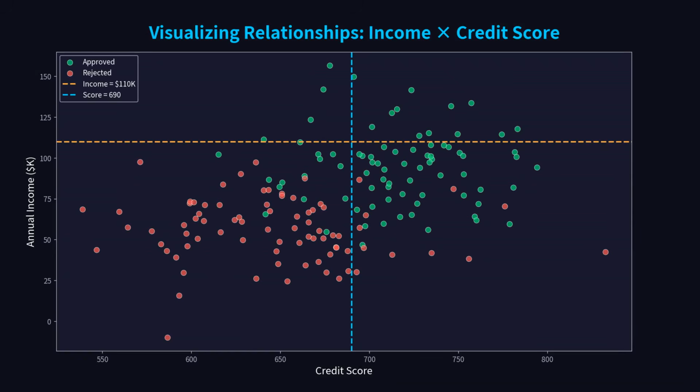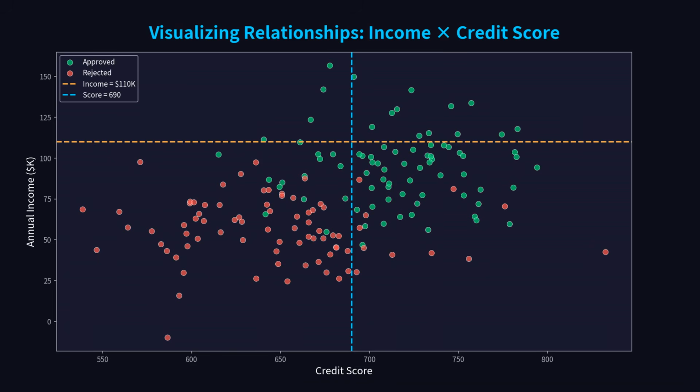Two important predictors are annual income and credit score. Looking at each separately suggests higher scores and higher incomes relate to higher approval probability. But a scatter plot with credit score on the x-axis and annual income on the y-axis, colored by approved versus rejected, immediately reveals their interaction. We can start drawing decision rules by hand.